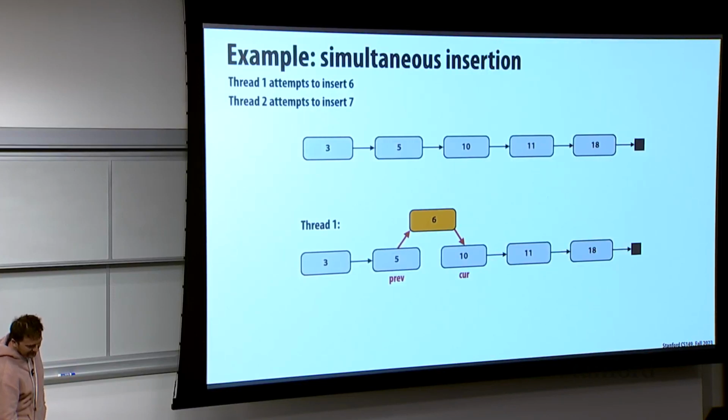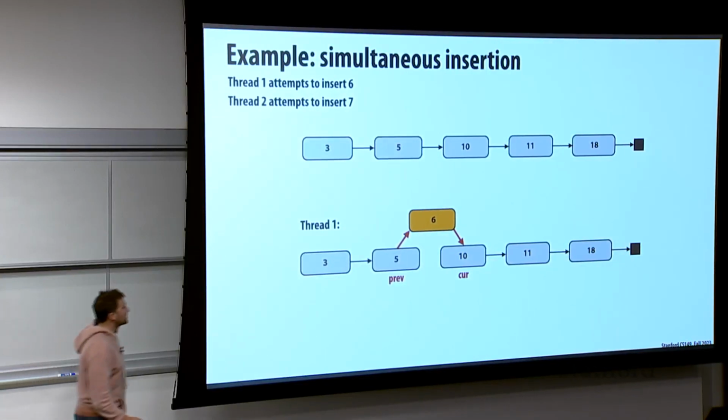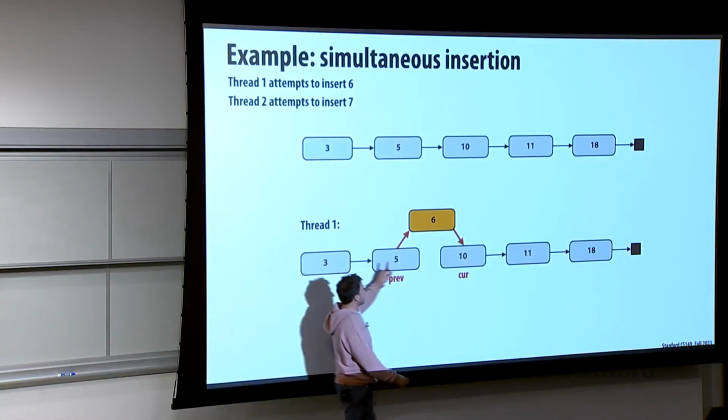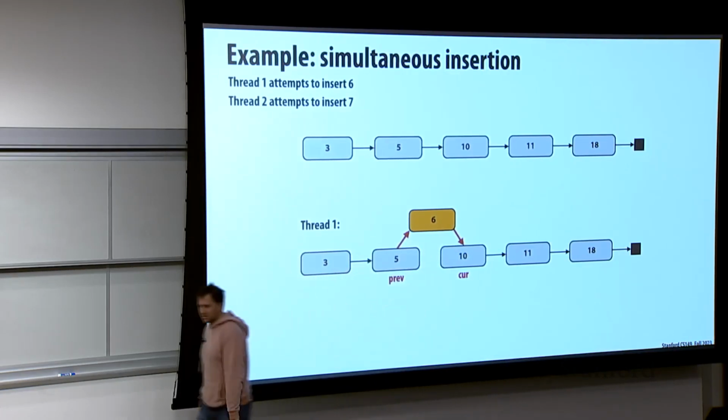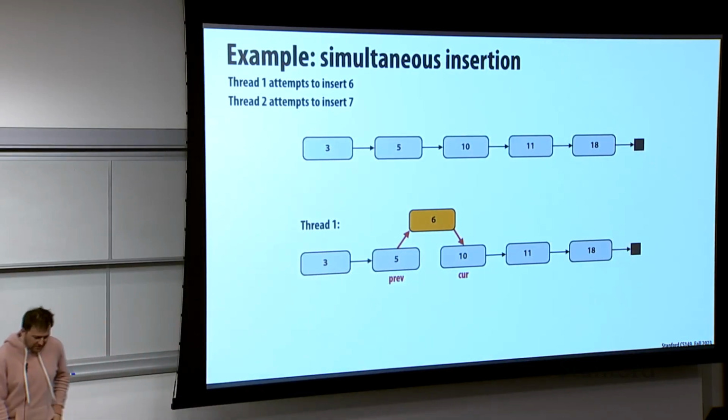Now, let's think about what thread 2 would do. Thread 2 would basically want to do the same thing. 5 should point to 7. 7 should point to 10. Okay. Now, what's going to happen when both of those are going on at the same time?